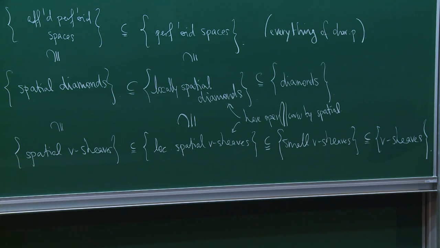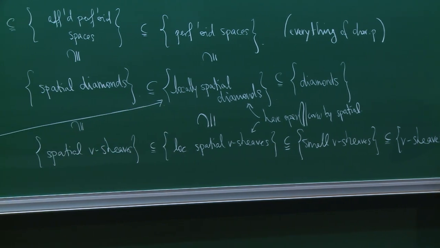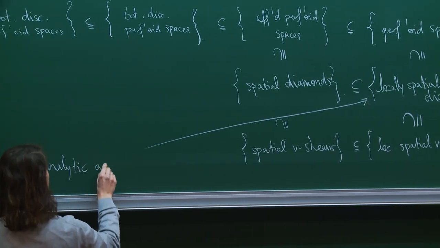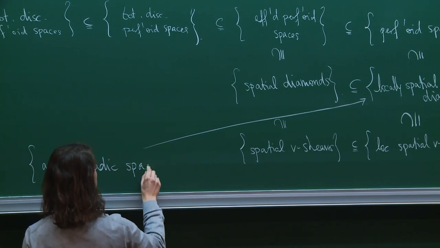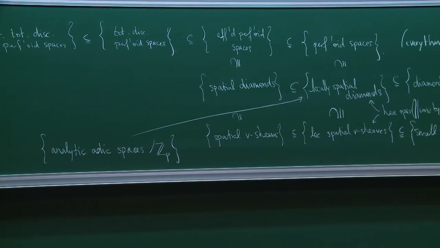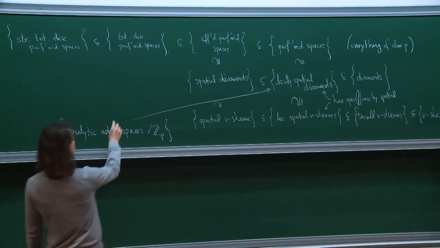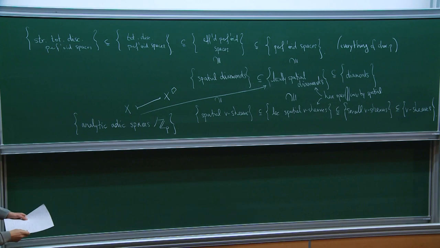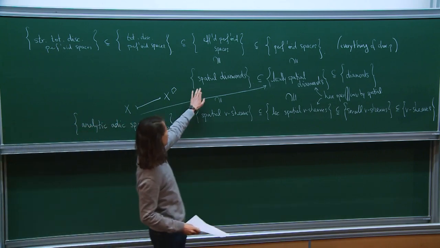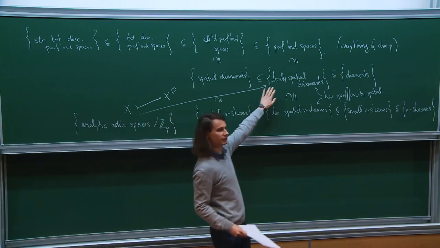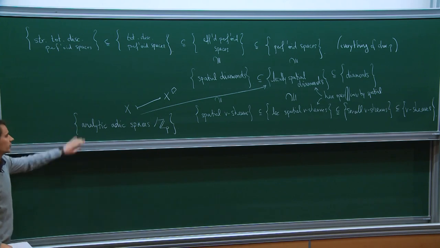Right, so that's another thing I should draw, that there's also a functor here from analytic adic spaces over Z_p. This is the functor X maps to X diamond. So last time I stated that if you have a QCQS analytic adic space, then the diamond is spatial. And the more general statement is that if you have any analytic adic space, then at least you're locally spatial, because you have this open subcover by these QCQS guys.